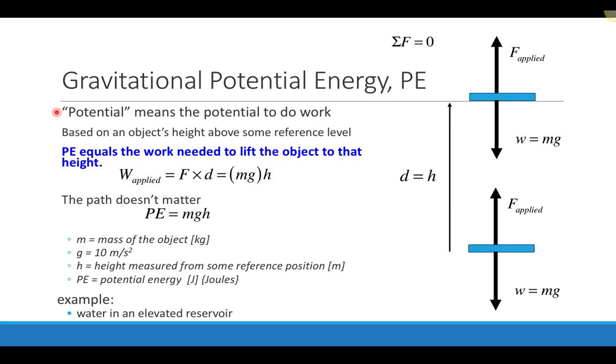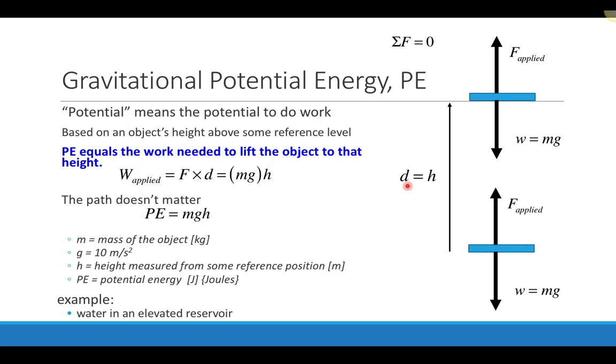So gravitational potential energy is based on an object's height above some reference level on the surface of the Earth. And more specifically, potential energy, which we write as PE, is equal to the work that's needed to lift an object to that particular height above some reference level. If you think back to a previous lecture, we had an example where Romeo lifted a 1 kilogram textbook above his head some distance d.